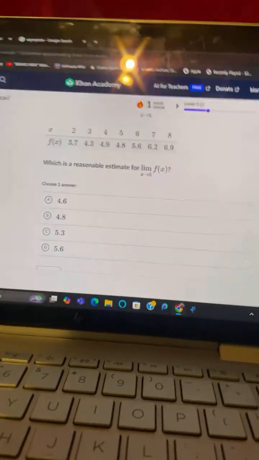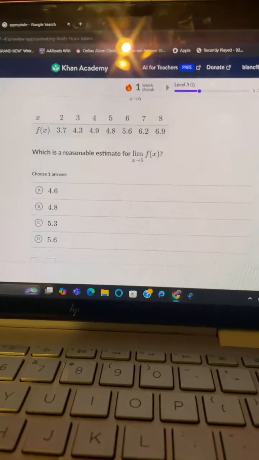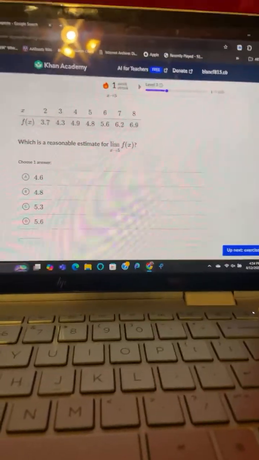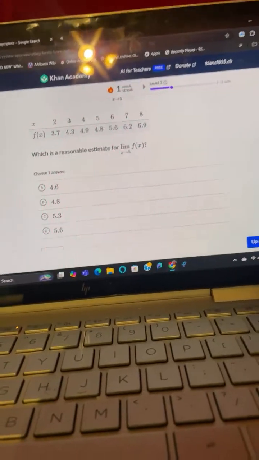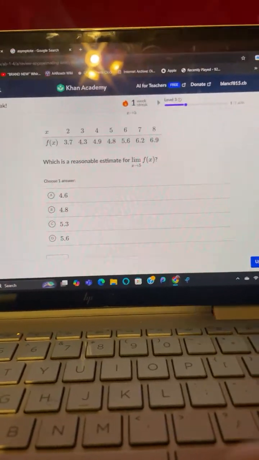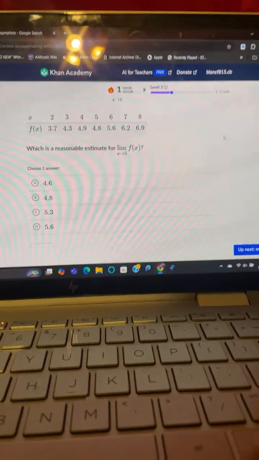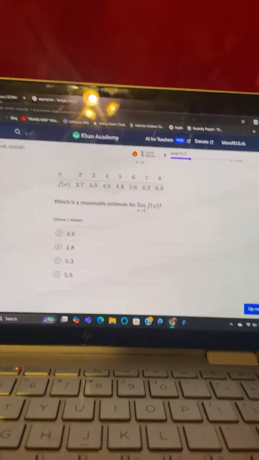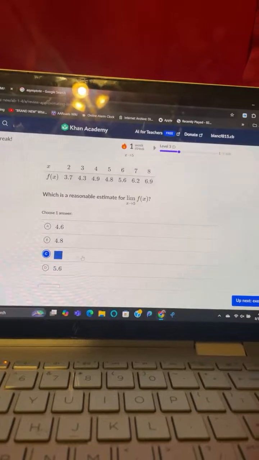3.7, 4.3, 4.9, and then for some reason 4.8, 5.6, 6.2, 6.9. It's not 4.8 because if you ignore 5, it looks to be relatively linear in the graph. You cannot see the graph, but if you picture it in your head, it would be relatively linear. So it cannot be 4.8. That's not our answer.